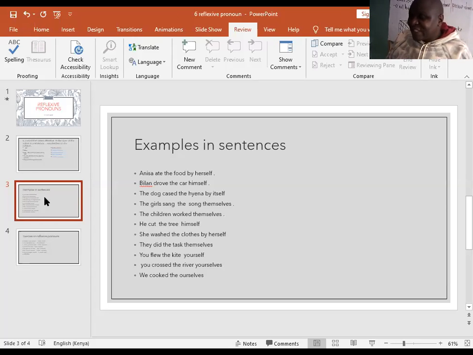So you put emphasis on the person who ate the food, who is Anissa. And here is the sentence: Anissa ate the food by herself. I hope it is clear.